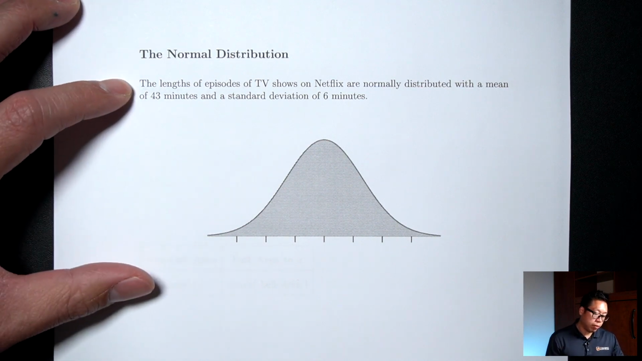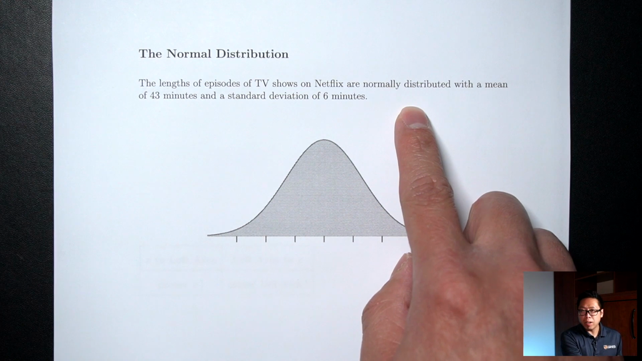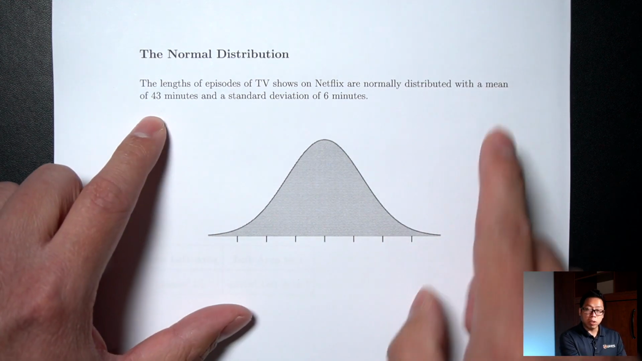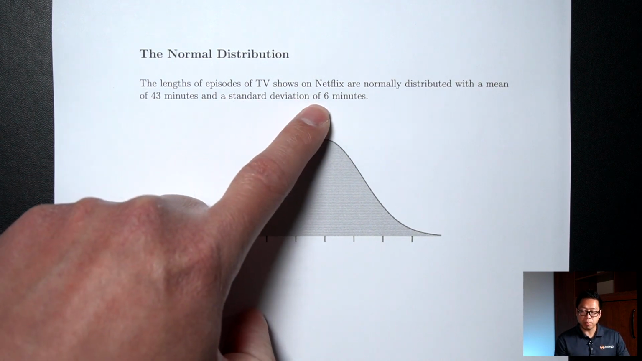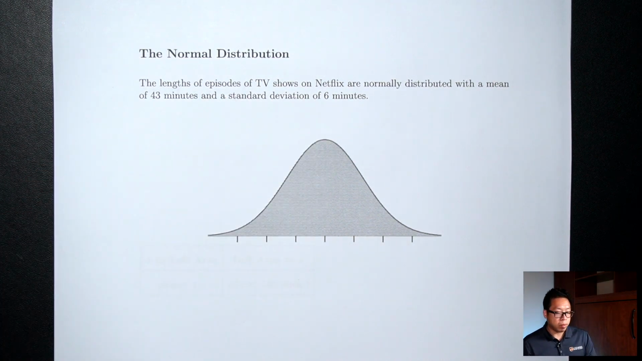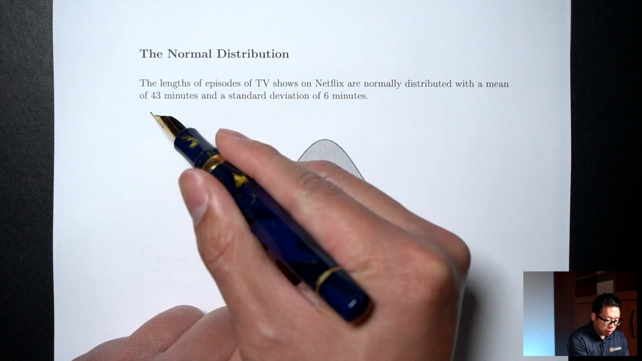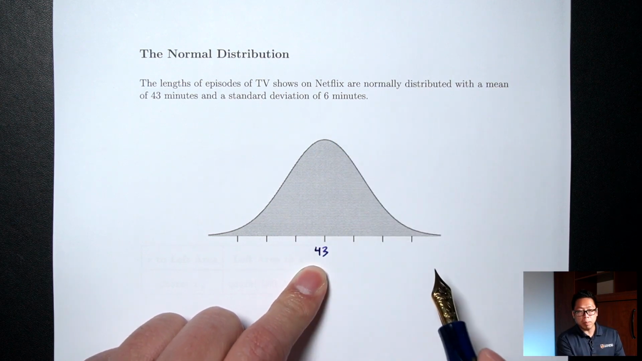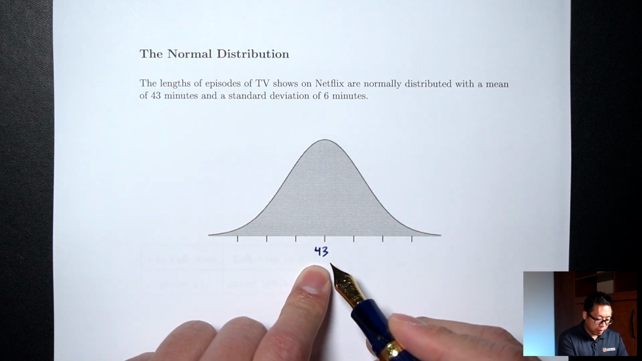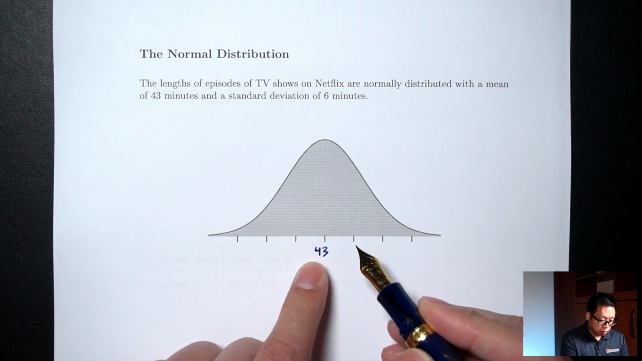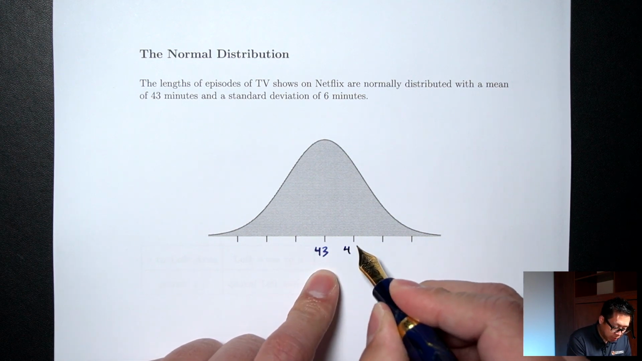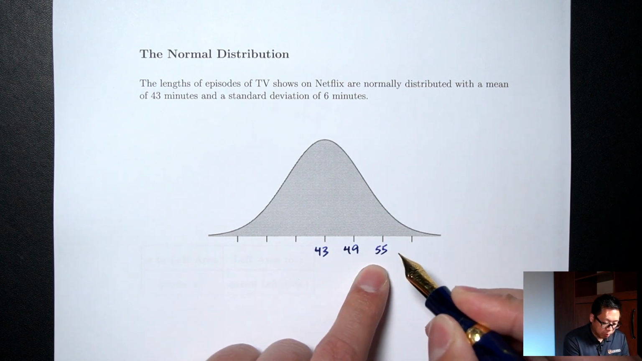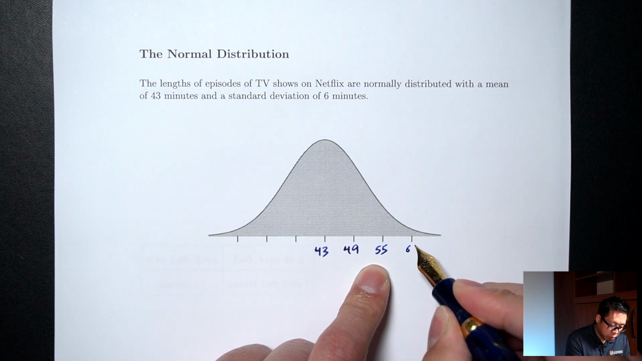The lengths of episodes of TV shows on Netflix are normally distributed. So all that means is that the probability distribution looks like this, with a mean of 43 minutes and a standard deviation of 6 minutes. So to use the empirical rule, what we did was we put the mean in the middle. Mean here is 43. And then we use the standard deviation to go up 3 times and down 3 times. So starting with the mean, plus the standard deviation, so 43 plus 6, that's 49. Plus the standard deviation again, plus 6 again, that's 55. And then plus 6 one last time, 61.